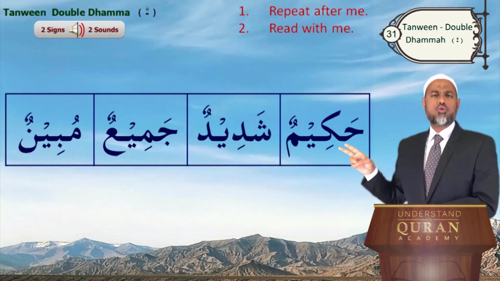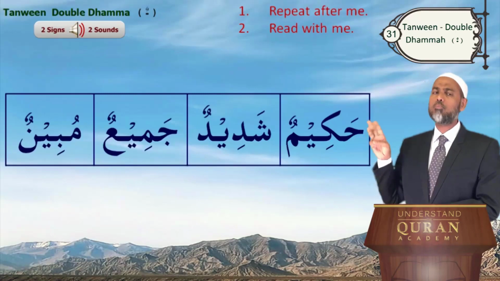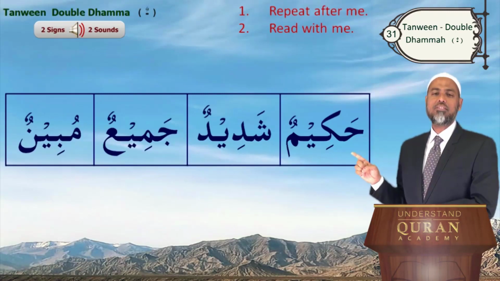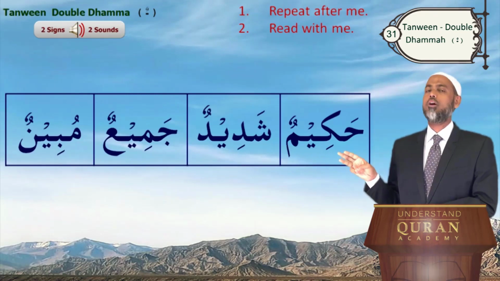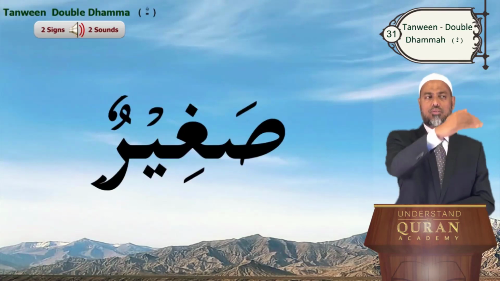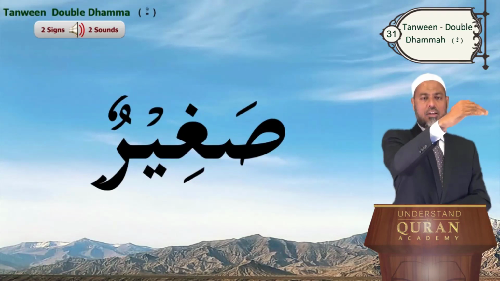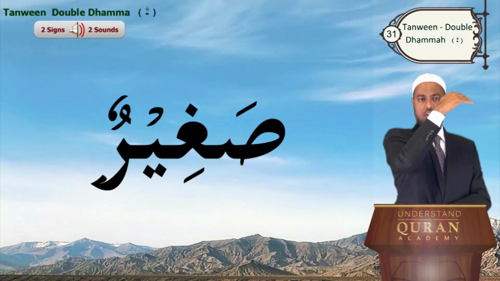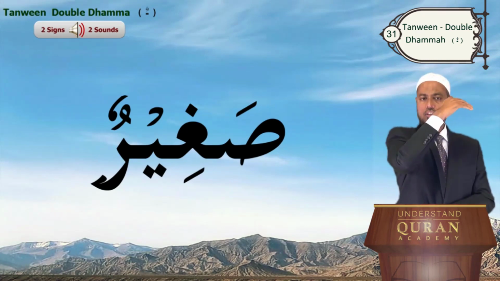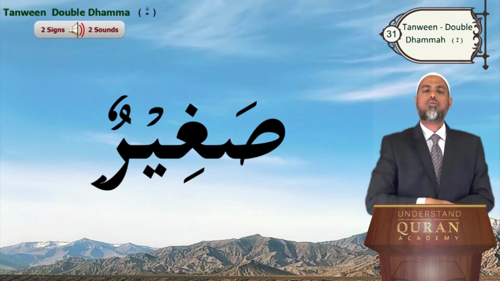Shadidun. Jami'un. Mubinun. Once again. Hakeemun. Shadidun. Jami'un. Mubinun. Sa is very thick and high. Sa and Gha is high sounding. Sa, Ghi, Run. Ra is thick.